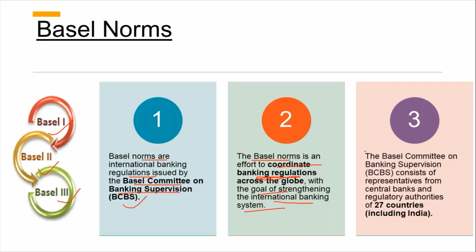One other piece of general knowledge is that the committee that supervises the Basel norms consists of representatives from central banks and regulatory authorities of 27 countries. This is just a piece of general information, and of these 27 countries, India is one of them. I'll try making a separate video and explain everything that Basel 1, 2 and 3 include. So you can just understand the basic meaning of this term as of now.